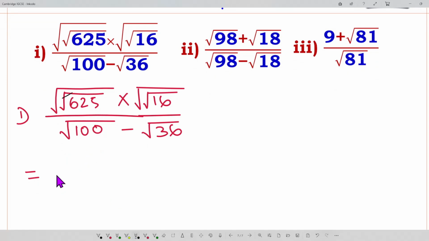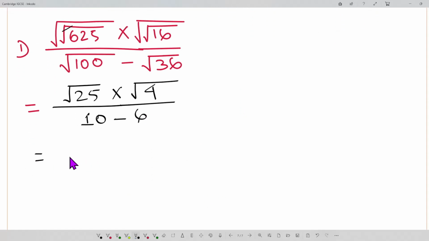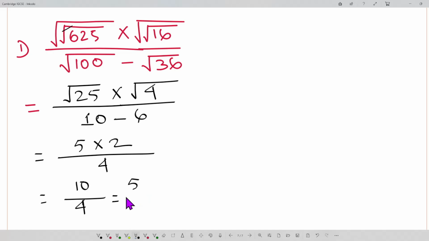First, root 625, it means root 25 times root 16 is a 4, root 100 is a 10 minus root 36 is a 6, because all numbers are perfect squares. Now root 25 is a 5 times root 4 is a 2, 10 minus 6 is what? It's a 4. So 5 times 2 is a 10, divided by 4, here is 5 by 2.